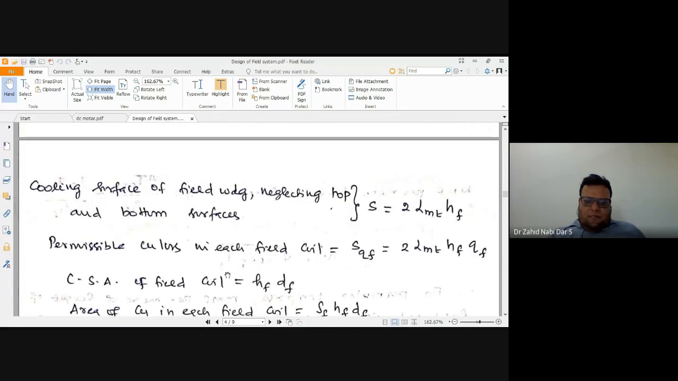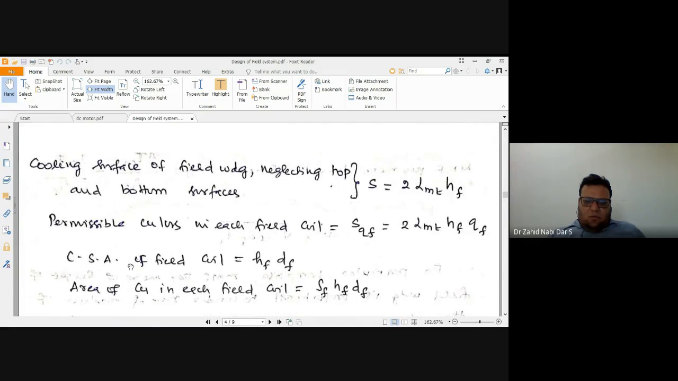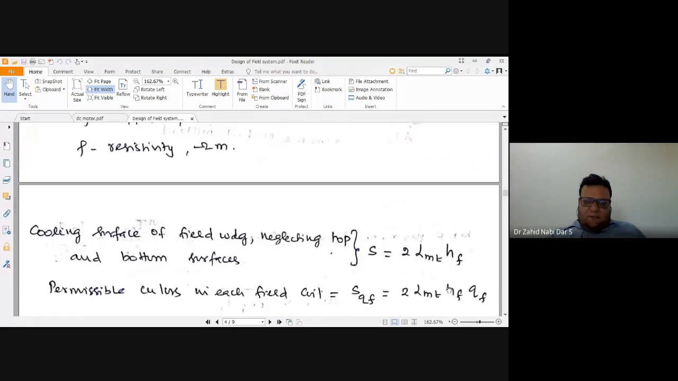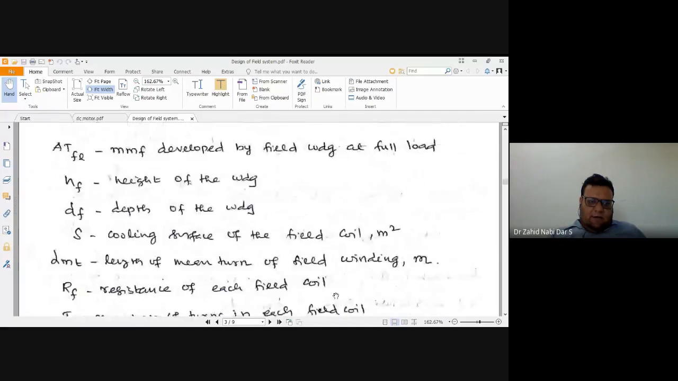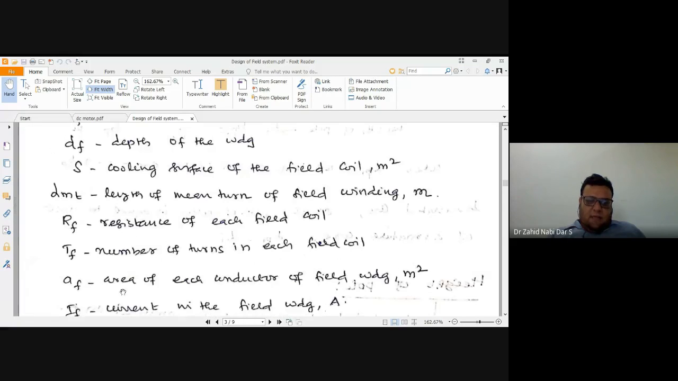So the permissible copper loss in each field winding would be dependent upon the area of this, 2 LMT HF into QF. So what is this 2? LMT is what? Mean length. HF is what? See here, we have already mentioned. LMT is length of mean turn of field coil. HF is height of the field winding. What is the AF? AF is the area of the conductor of field winding.